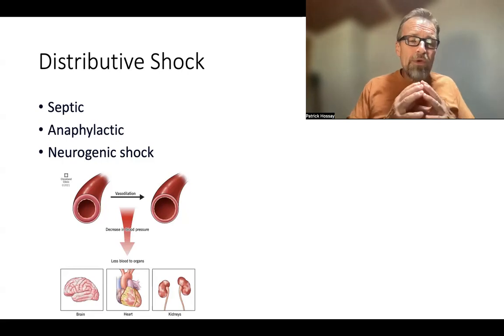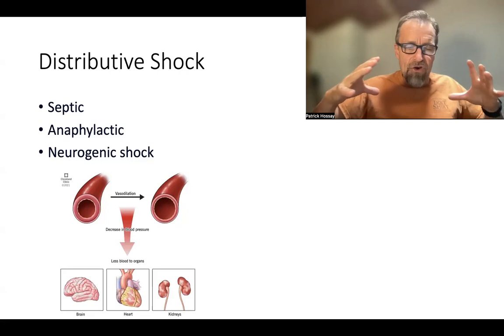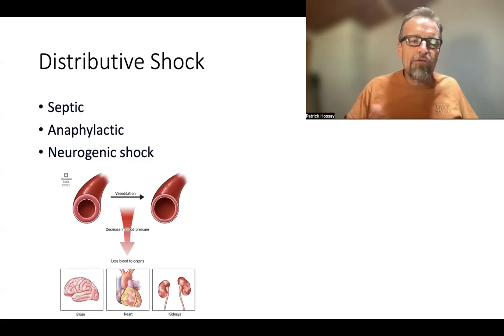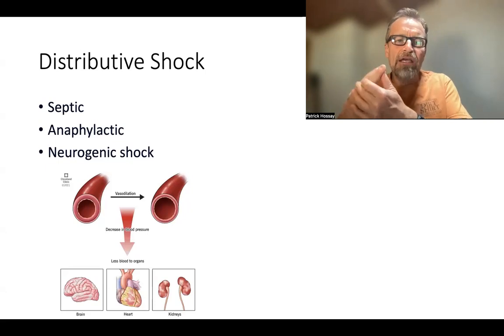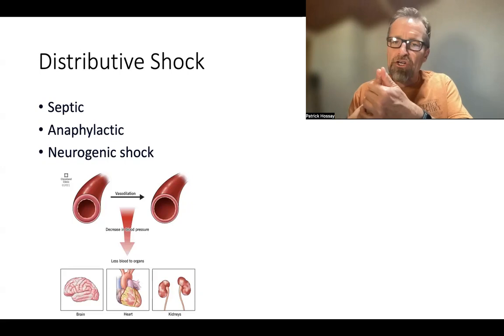So when do we get that vasodilation that expands the diameter, the cross-section of your blood vessels, and therefore does not allow adequate perfusion? Well, three that I want you to be aware of: septic shock, anaphylactic shock, and neurogenic shock. Septic shock means infection.